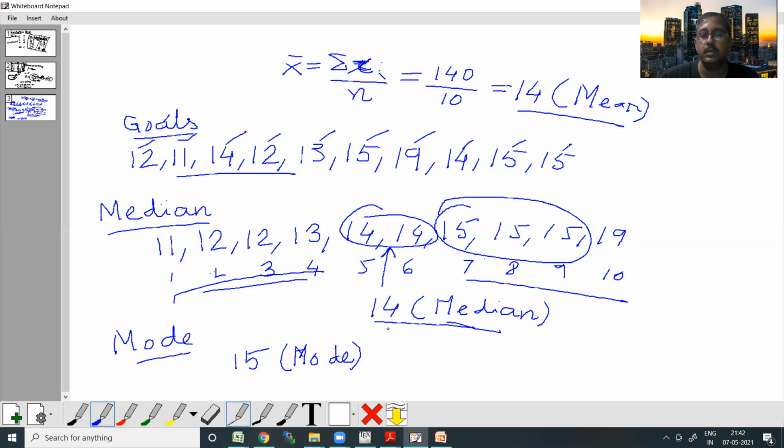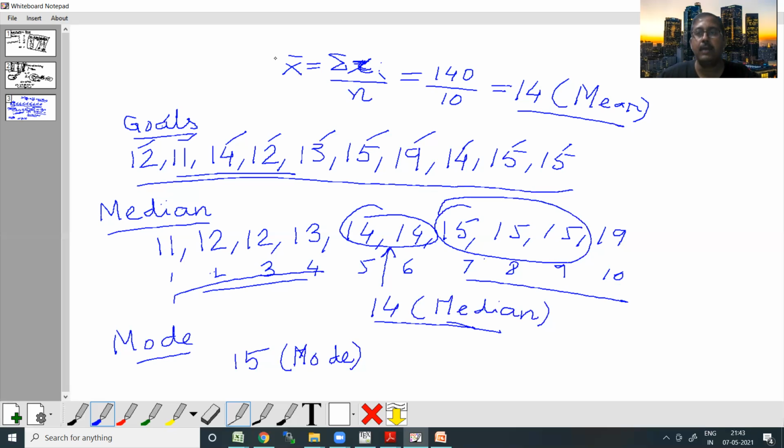So we have all three measures of central tendency now. First is the mean, second is the median, and the third one is the mode. For this particular set of data, the number of goals scored by different players in the tournament, we can see that the mean value is coming as 14, the median value is also coming as 14, and the mode value is coming as 15, right? I hope this gives you a fair understanding of the different measures of central tendency.